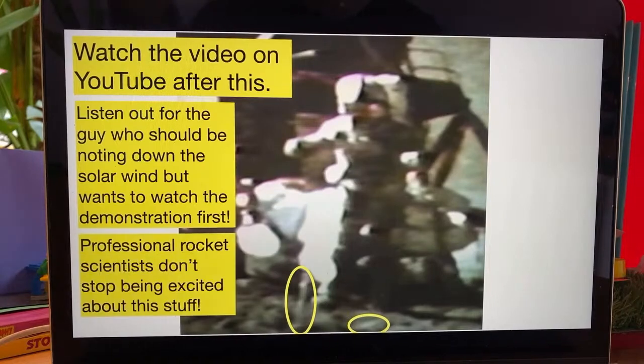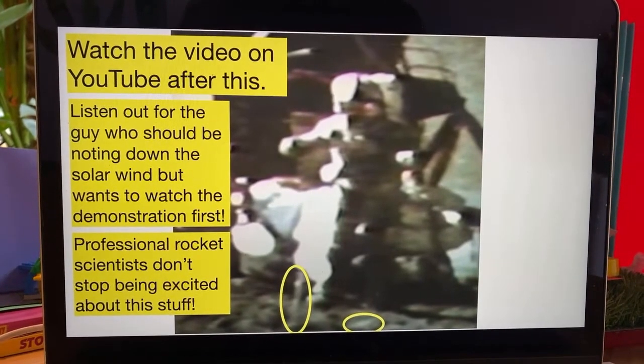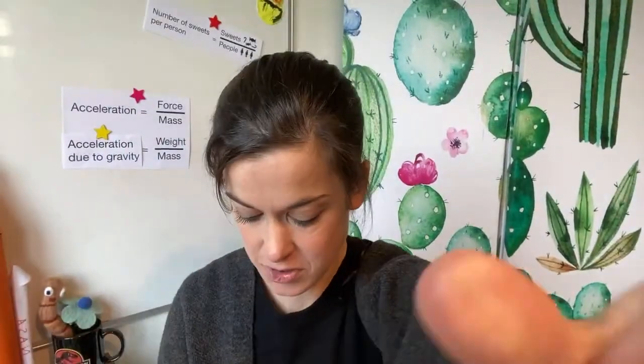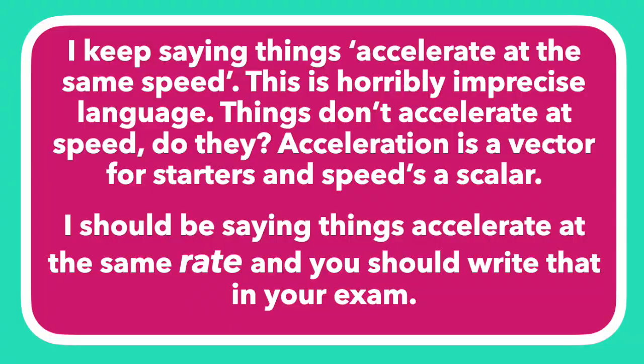You can hear in the astronaut's voice how excited he is that they've both landed at the same time. Just such a beautiful example of how professional rocket scientists don't stop being excited about the stuff that we're learning about today. Yeah, it's just amazing. All right, so that is super weird, but it's true that where there's no air resistance, things accelerate at the same speed.